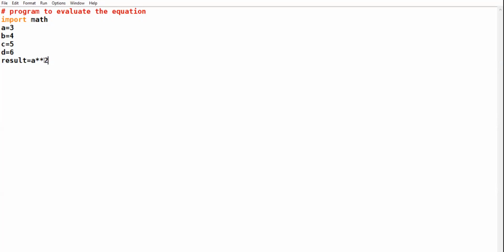A power 2 plus B power 2. Put them in a bracket. Okay. Put them in another pair of brackets. पहले a की पावर प्लस b की पावर, फिर इन दोनों को कंबाइन कर लिया, divide by c power 2 plus d power 2.